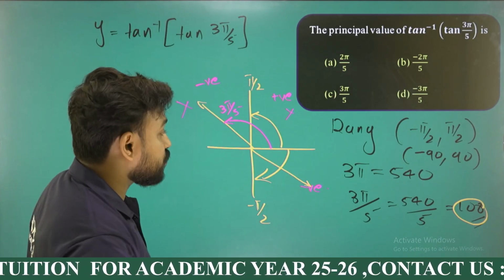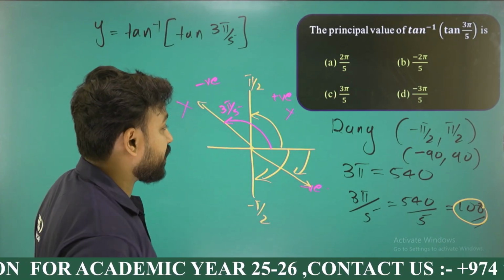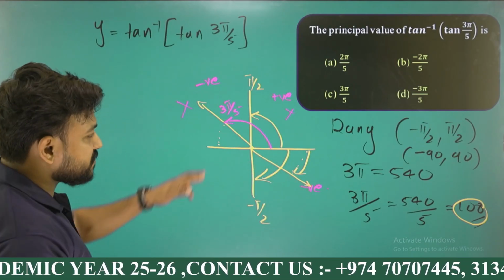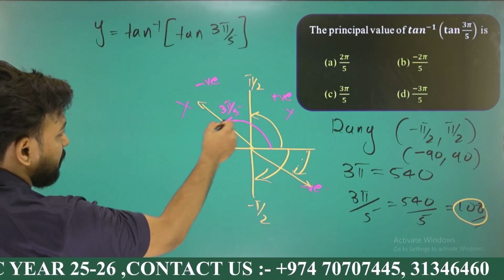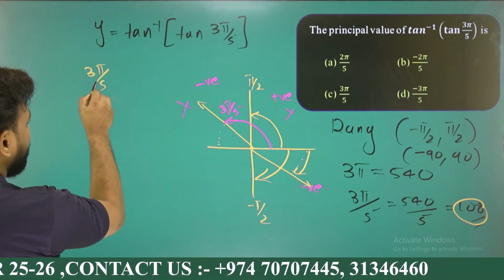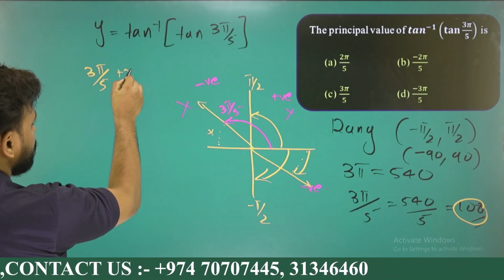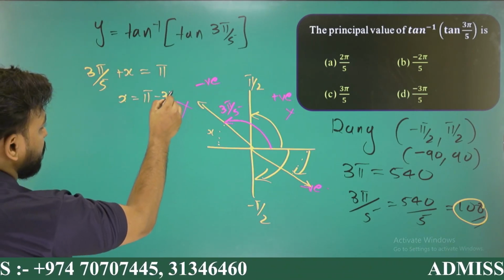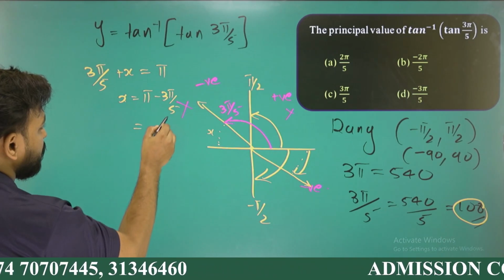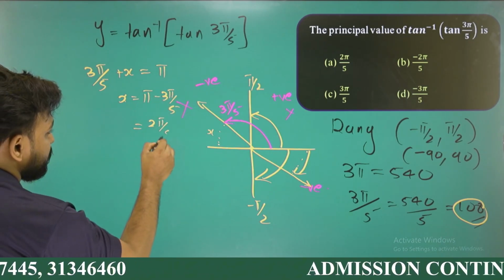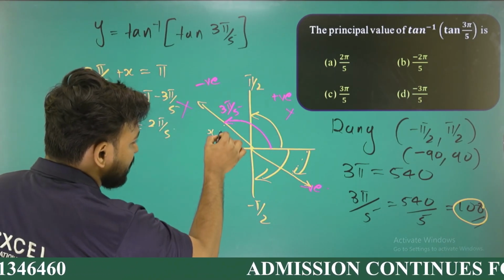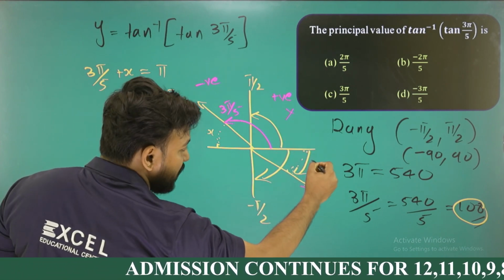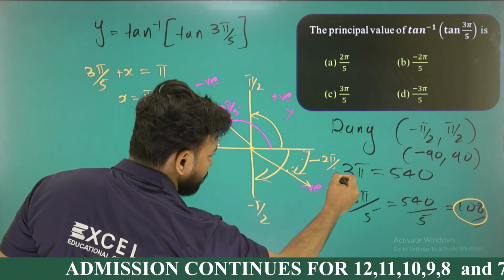Ready? So I need this angle. How do I get this? What is this angle? That will be this angle. What is that angle? Tell me. Combining 3 pi by 5 and this angle x, you will get what? Pi. So x will be what? Pi minus 3 pi by 5. So you will get what? 2 pi by 5. Your x is 2 pi by 5. So this angle is 2 pi by 5, but I need that in this direction. Here at the fourth quadrant, it's negative 2 pi by 5.